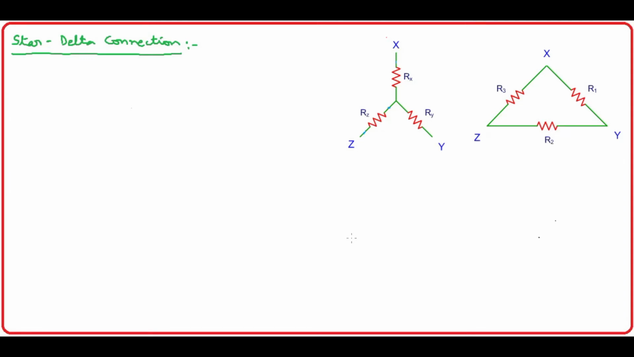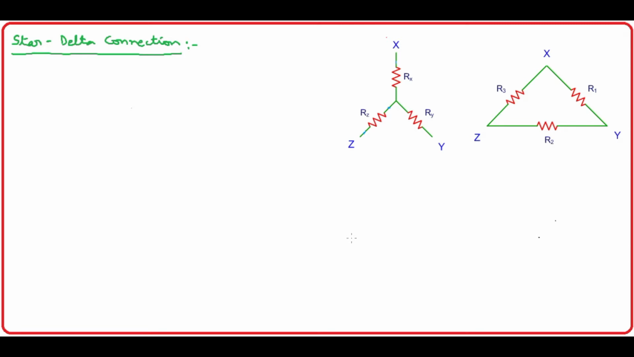Hi friends, so this is another type of connection. Just like series connection and parallel connection, this is another type of connection: star connection and delta connection. Now in this video we will see how these two are related.